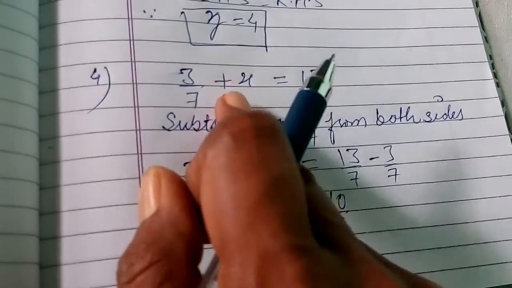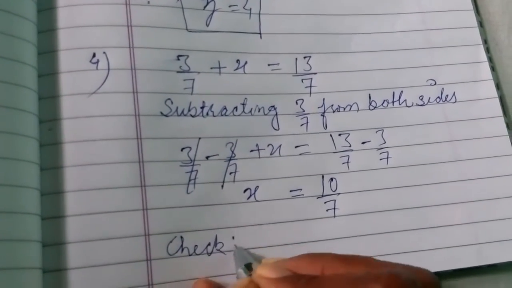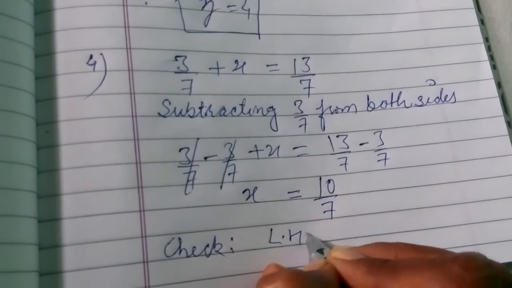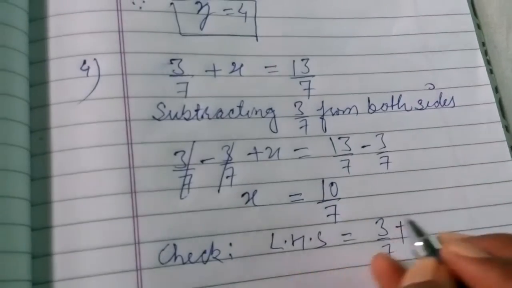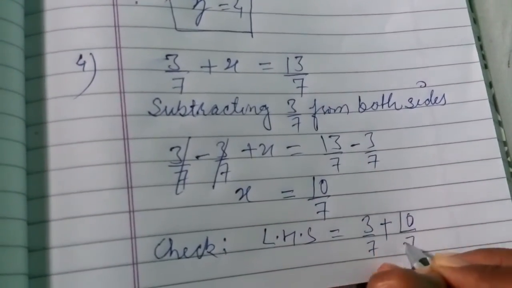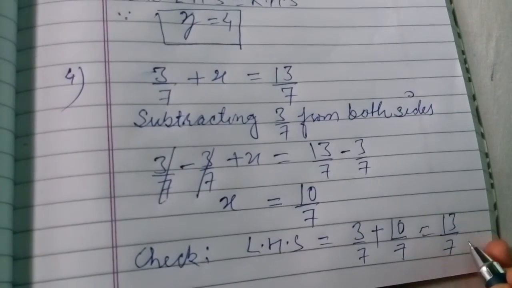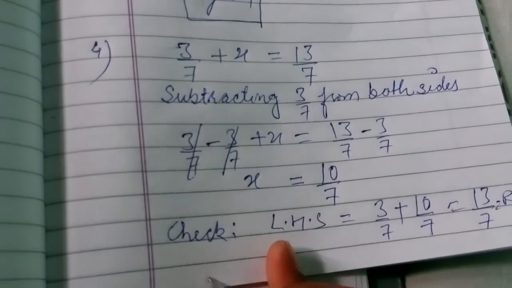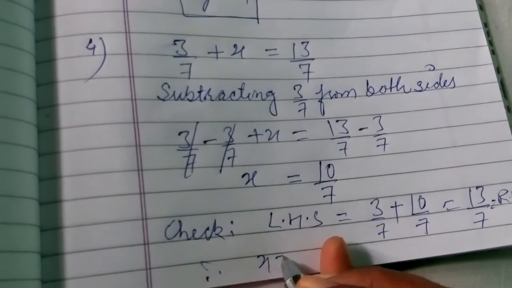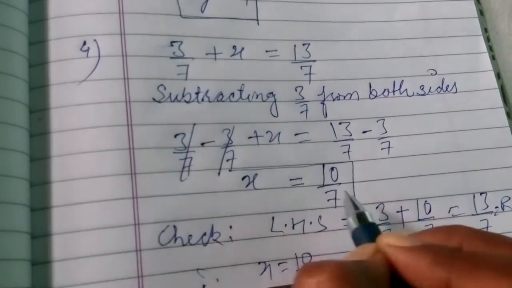Now let me check the answer. Left hand side is 3 by 7 plus x, and in place of x I'll put 10 by 7, and when I add this it becomes 13 by 7, which is equal to the right hand side. Therefore my answer is correct, that is x is equal to 10 by 7. These are very simple questions.